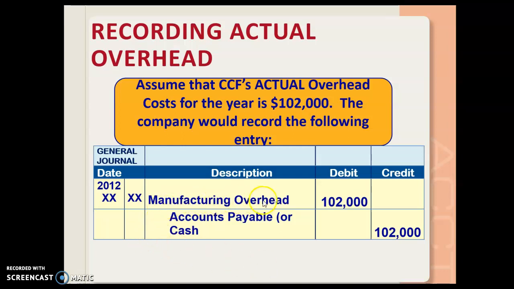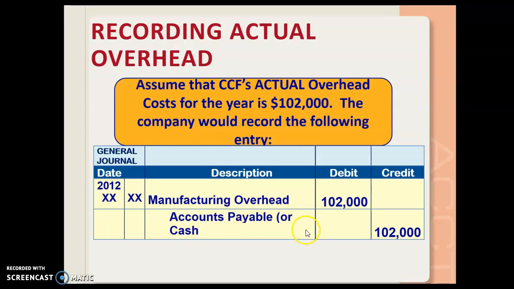So here just shows us a journal entry. We're going to debit overhead for anything that is the actual overhead, and we're going to credit either accounts payable if we purchased on account, such as the factory utilities. Now, if they're the utilities for the office building, then we're going to debit utilities expense and credit, say, accounts payable.